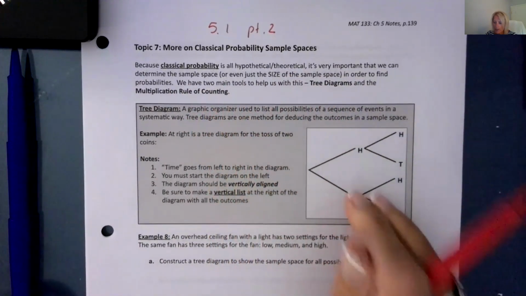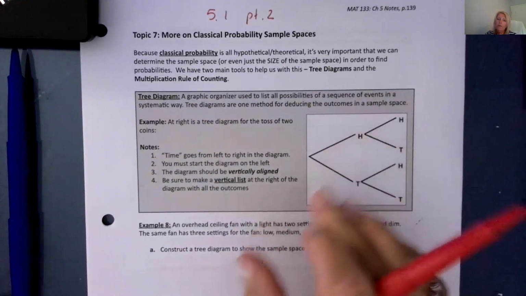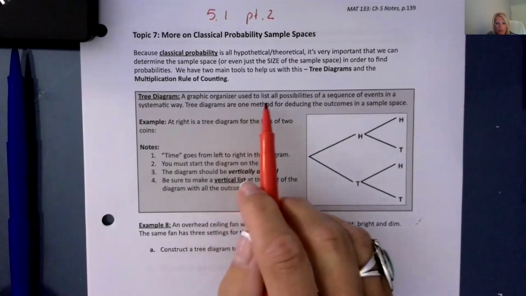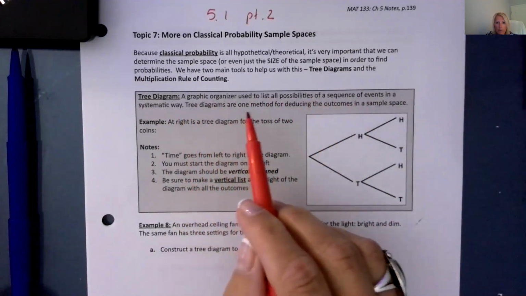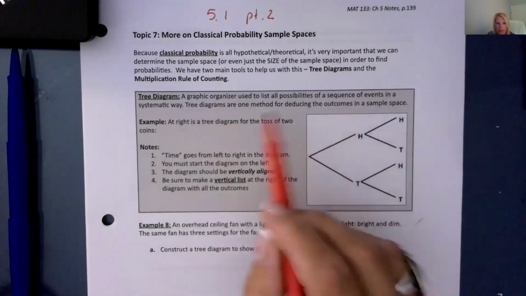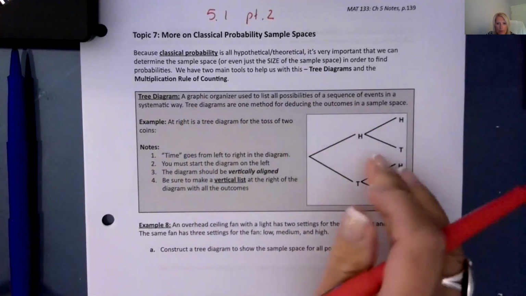So let's start with a tree diagram. It's a very basic visual way to envision all the possible outcomes. A graphic organizer used to list all possibilities of a sequence of events in a systematic way. Tree diagrams are one method for deducing the outcomes in a sample space. So you're going to see a tree diagram over at the right.